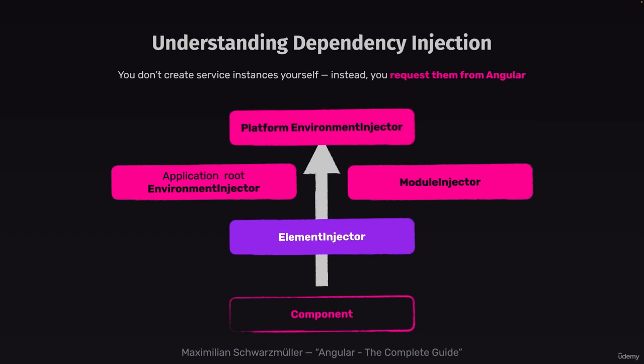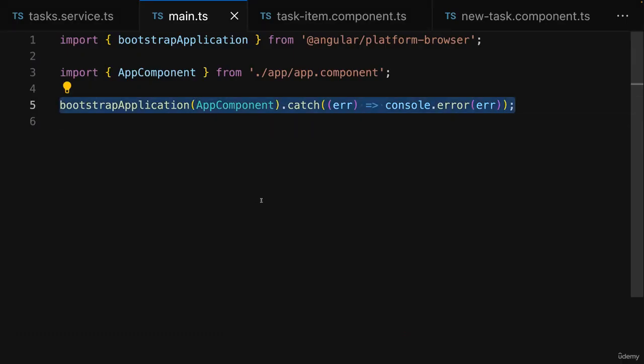And the idea behind them is that the platform injector could provide values, service instances, for example, for multiple applications that are registered in one Angular project, which is a more advanced use case and which is not something we have in our demo application here. But in main.ts, you could bootstrap multiple applications, and it would then be the platform injector that could provide a single instance of a service, for example, for multiple independent applications.